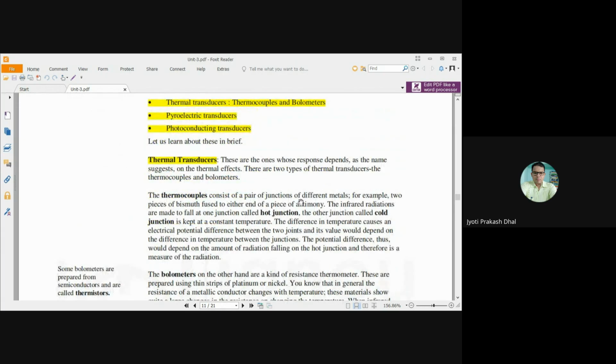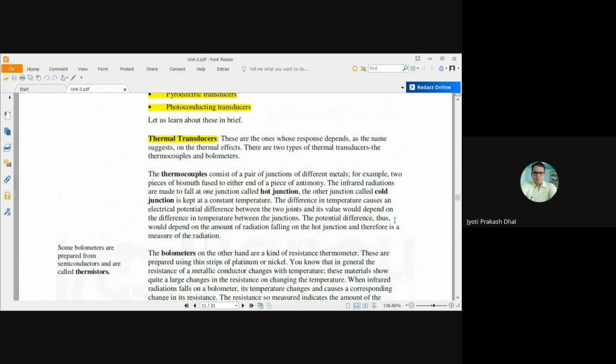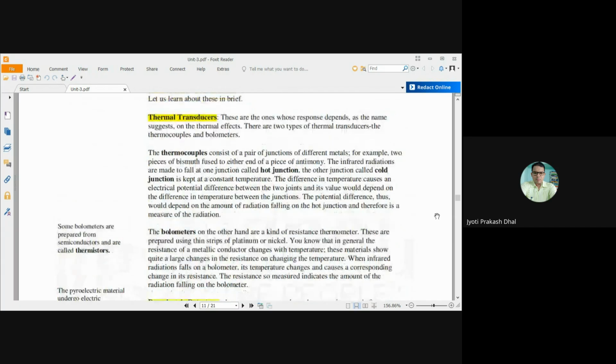The first one is the thermal transducer. As the name suggests, it depends upon the thermal effect. There are two types of thermal transducer. The first one is thermocouple and the second one is bolometer. The thermocouple consists of a pair of junctions of different metals, for example, two pieces of bismuth fused to either end of a piece of antimony.